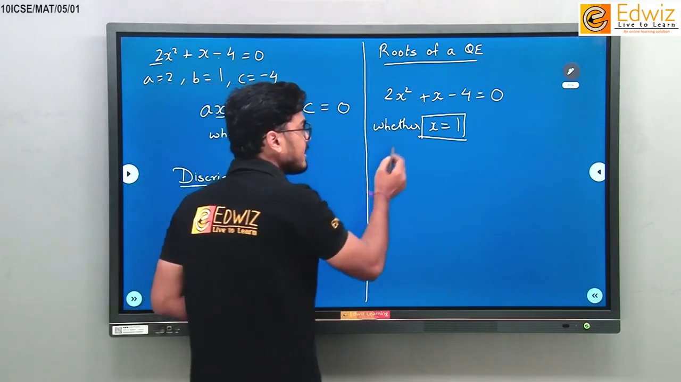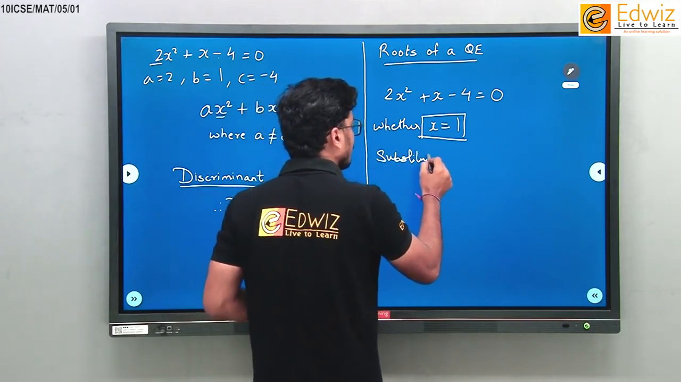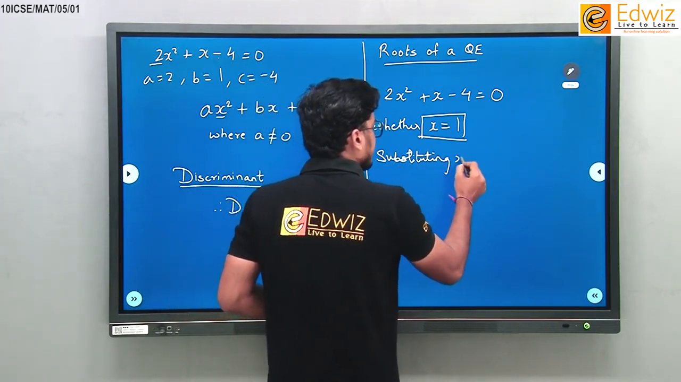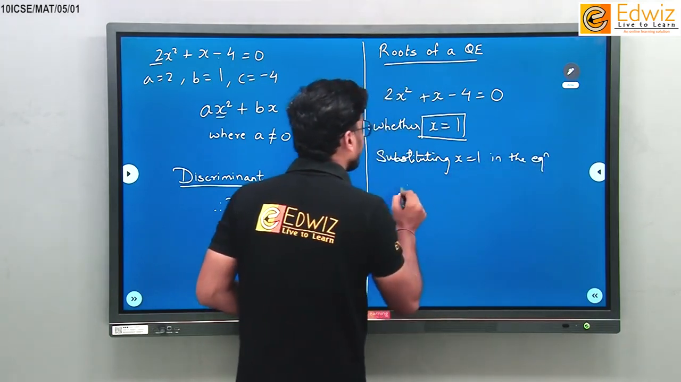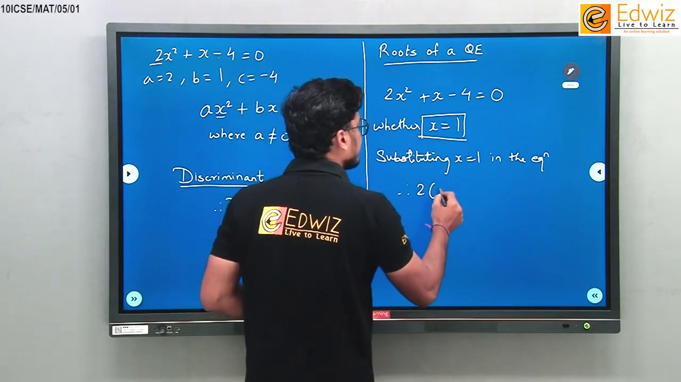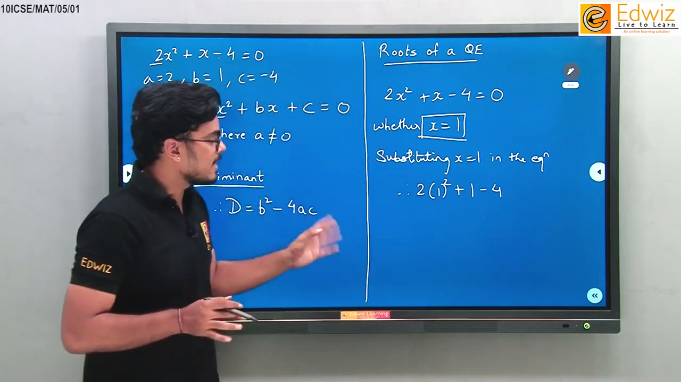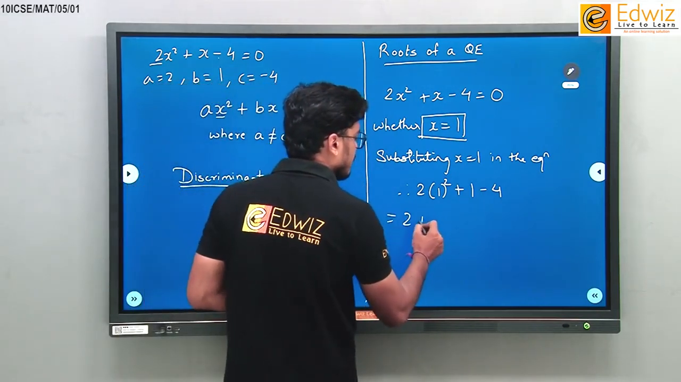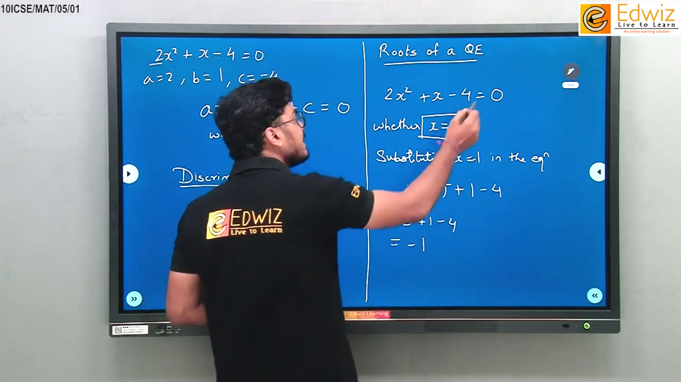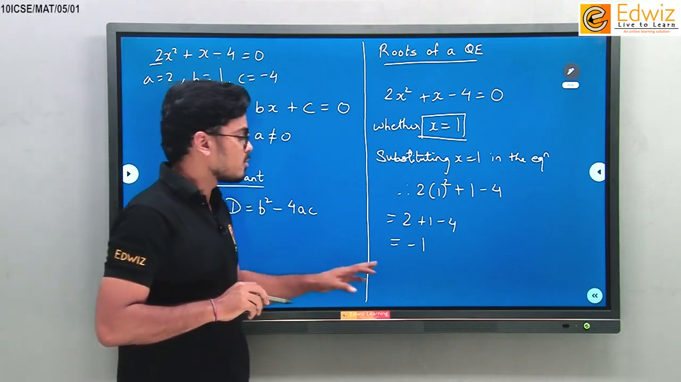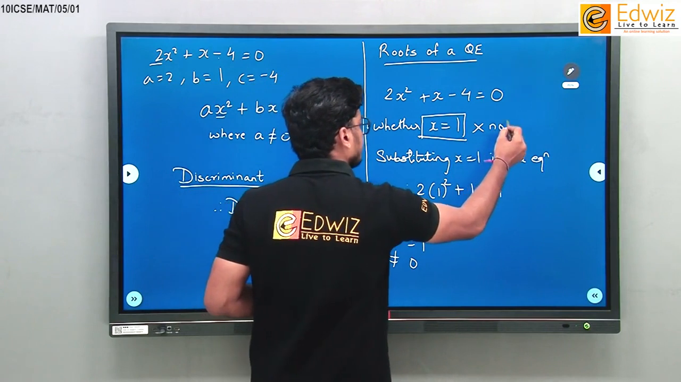So here, let us check whether this is a root or not. Substituting x equal to 1 in the equation, you get 2 times 1 square plus 1 minus 4. Correct? Let us now check what the answer is. This will be equal to 2 plus 1 minus 4, that is minus 1. Now it is minus 1, but we need it to be 0. So since it is not equal to 0, this is not a root.